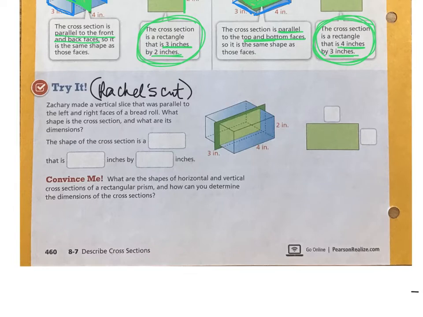So what shape does this make when Zachary cuts his bread roll from top to bottom? The shape is a rectangle. And I know it's a rectangle because the dimensions of this rectangle are the same as the dimensions in the figure. So this is 4 inches along the top and bottom of that cross section, and it's 2 inches tall, like you see in the figure. So it is a 4-inch by 2-inch rectangle.